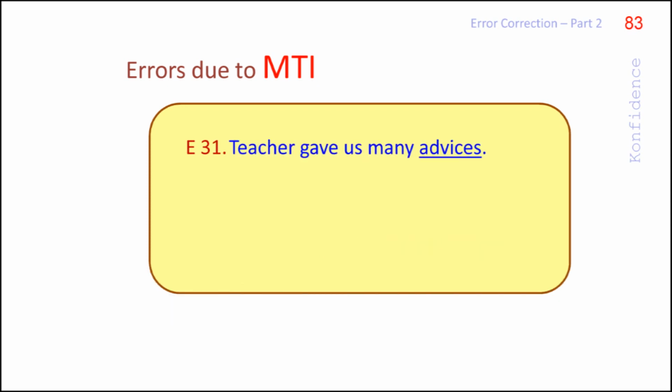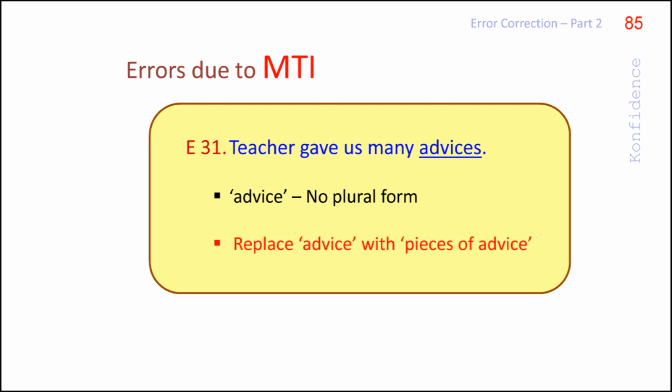Now the second example. The underlined word advises is the mistake here because in English, the word advice does not have a plural form as advises. But in our mother tongue, we do have a plural for this word. So, we make this mistake. In order to suggest more than one advice, we must replace advice with a phrase, pieces of advice.